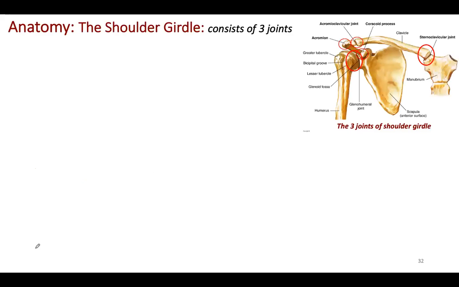Okay, now let's come to one of the very complex joints, which is the shoulder. And actually, sometimes we refer to the shoulder not as the shoulder joint, but the shoulder girdle. And actually, the shoulder girdle consists of 3 joints.